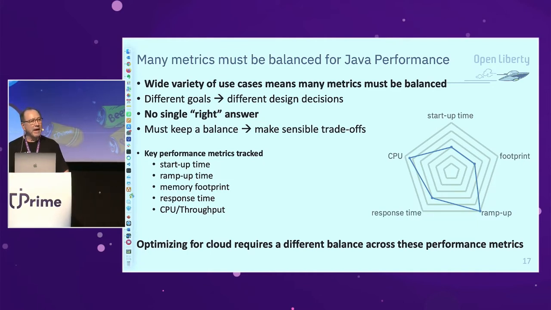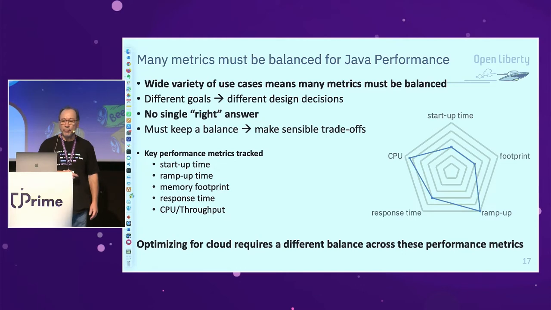Response time: how fast does your microservice, for example, respond to a request? And of course, we always have to have high CPU throughput. We need to balance all of these, and there is no right or wrong way. Again, if you focus on one, you may have a negative effect on the other.